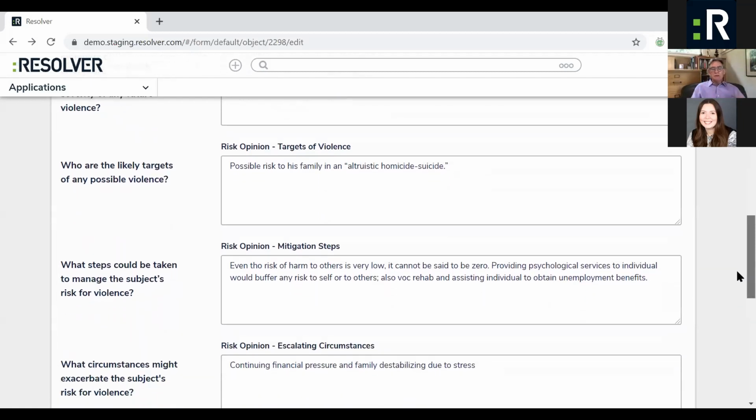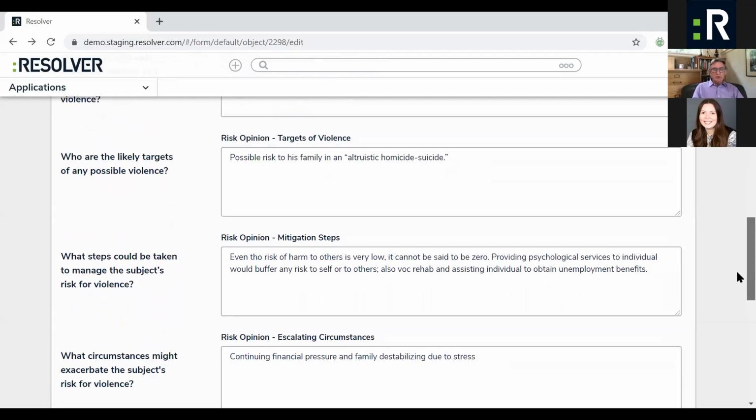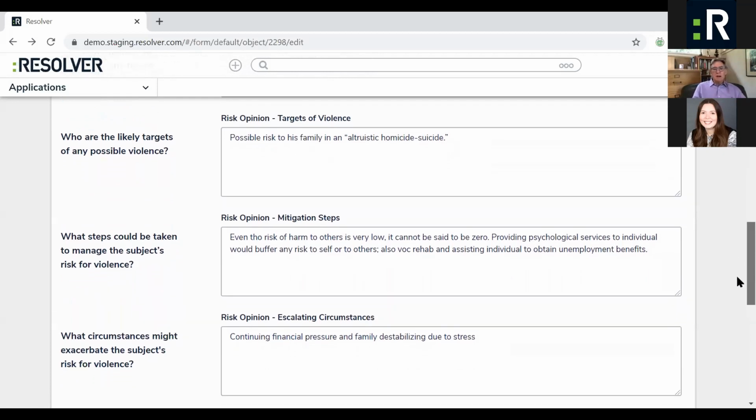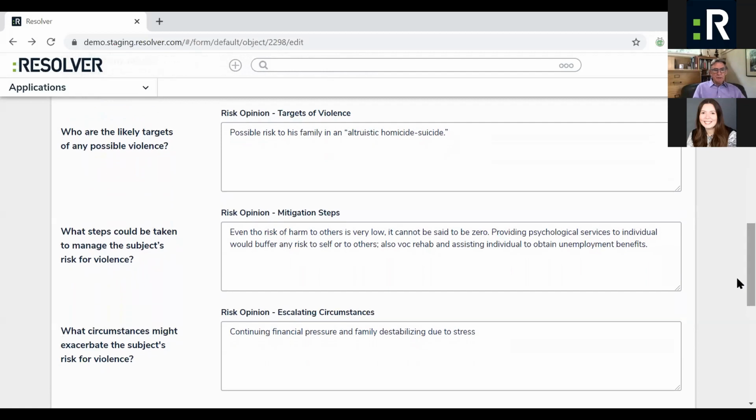This could be a situation where there was risk to the family. We'd have to involve outside resources for that. That's called an altruistic homicide suicide. People will actually kill their family members to spare them misery. May be hard for you and me to understand, but with threat assessment, we're understanding a lot of things that are very alien to us and trying to not let those things happen.